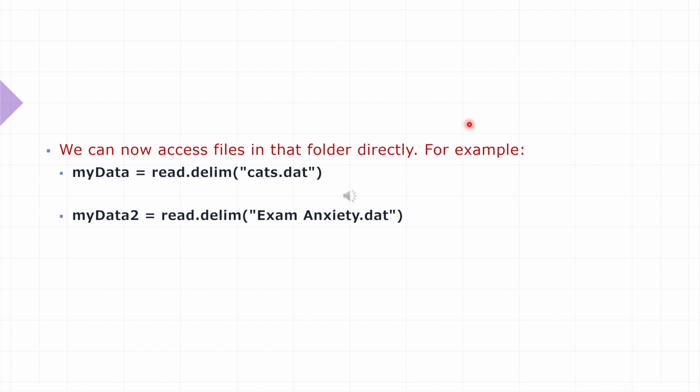Now we can read files directly from that folder. For example, myData <- read.delim("cats.dat") and myData2 <- read.delim("examanxiety.dat"). If those run without errors, you should see myData and myData2 appear in the Environment tab, top right. If not, R is just testing your patience. Check the working directory and file names.